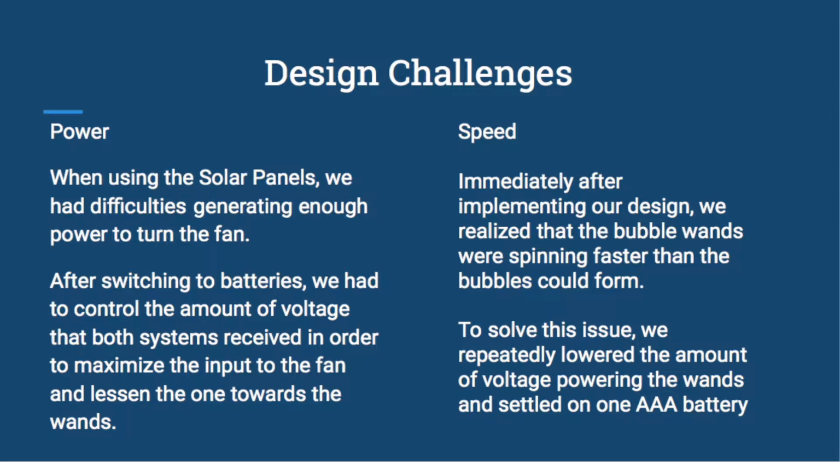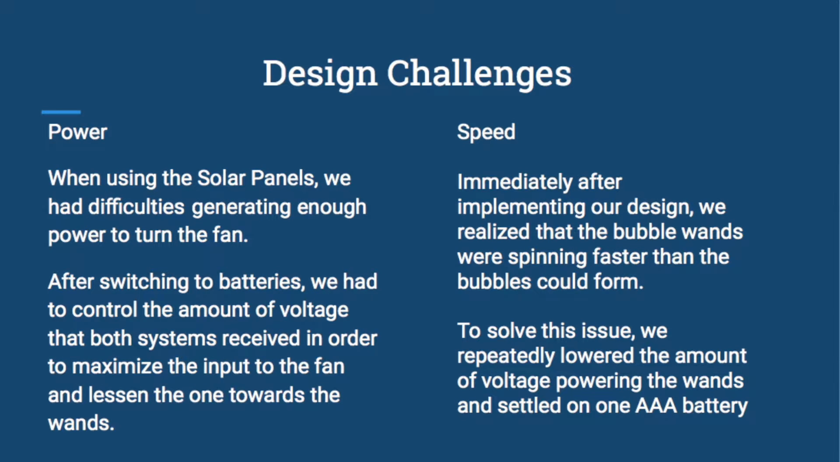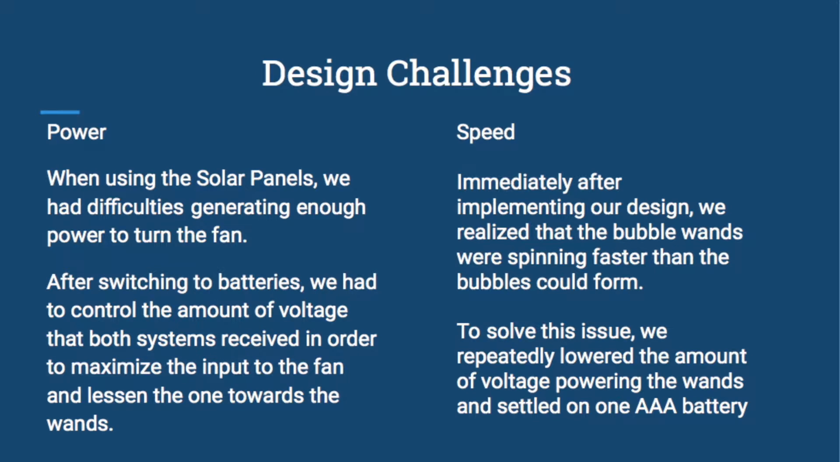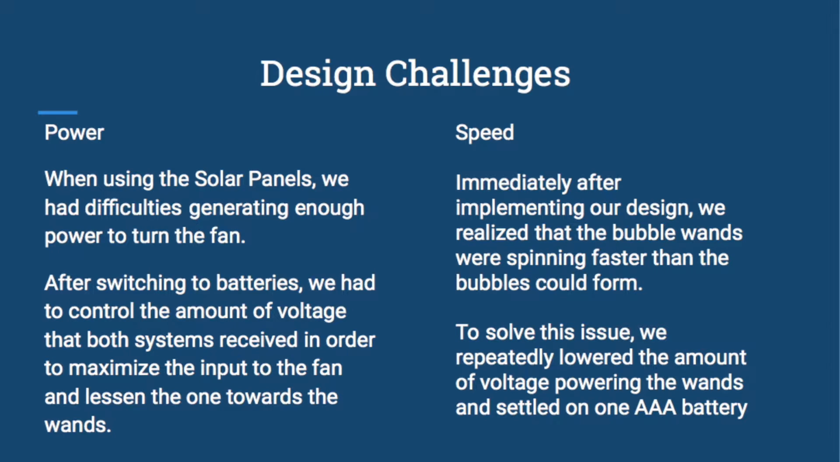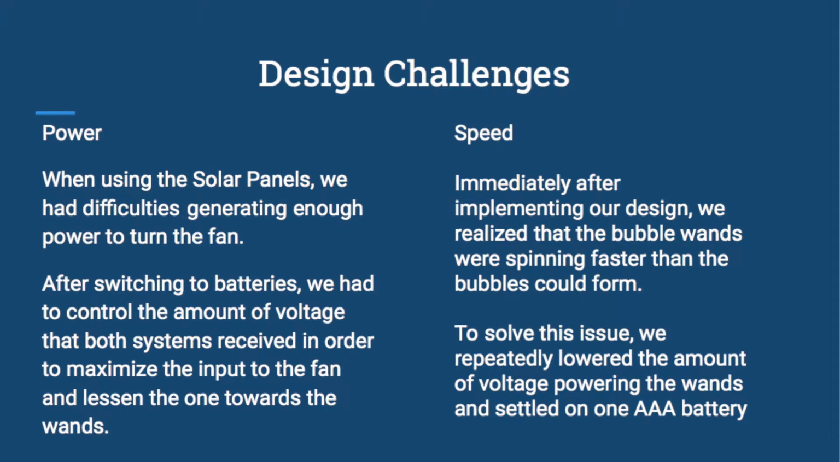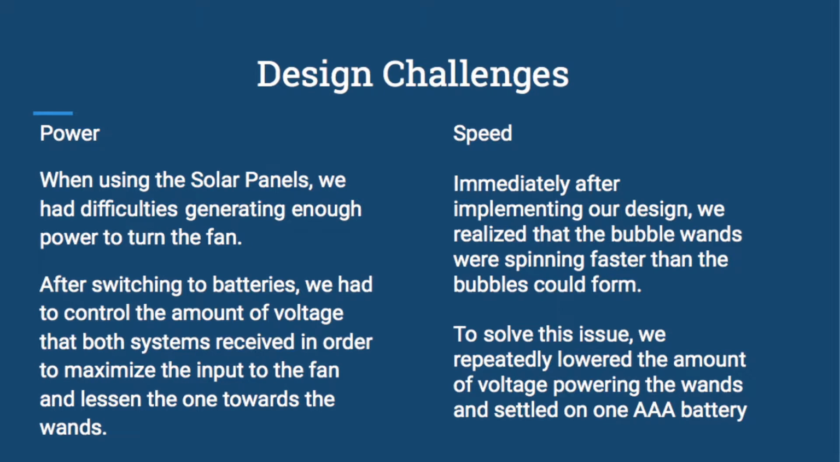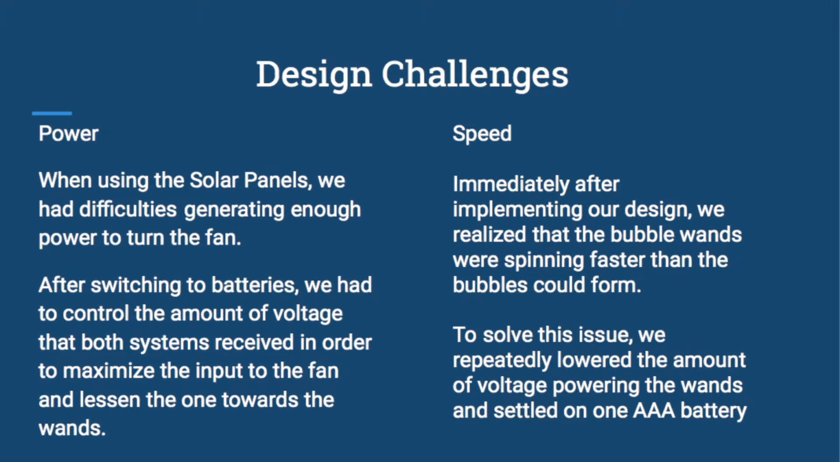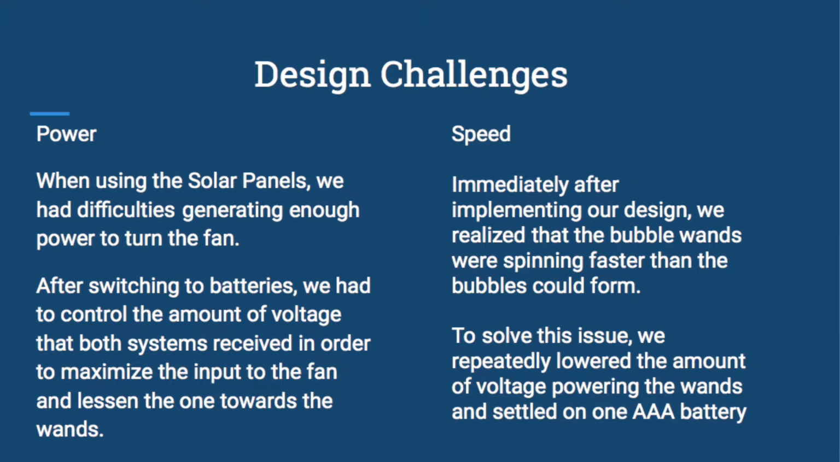When building our bubble machine, we faced a couple of design challenges, namely in the areas of power and speed. Back when we were using solar panels, we had difficulties generating enough power to turn the fan. To fix that, we switched to batteries. But then we had to control the amount of voltage that both systems received in order to maximize the input to the fan and lessen the ones towards the wands, which were facing speed issues, since they were spinning faster than the bubbles could form. This also led to a lot of splashing, which was detrimental to our project. To solve this issue, we repeatedly lowered the amount of voltage powering the wands until we finally settled on 1 AAA battery.